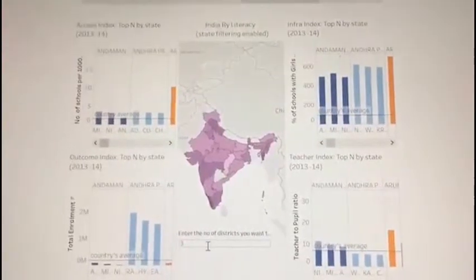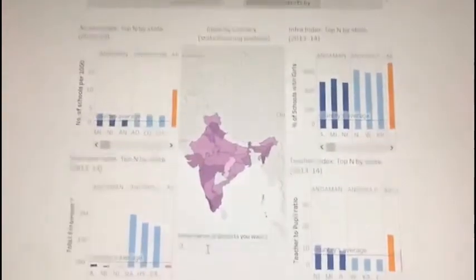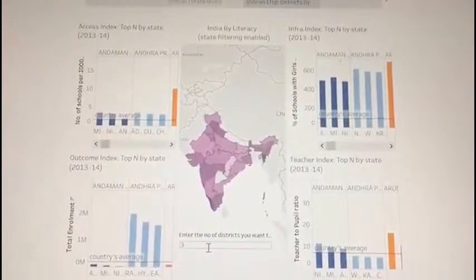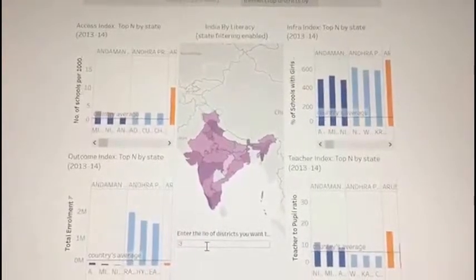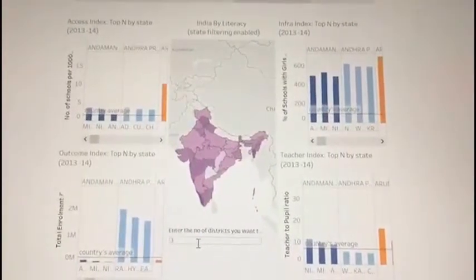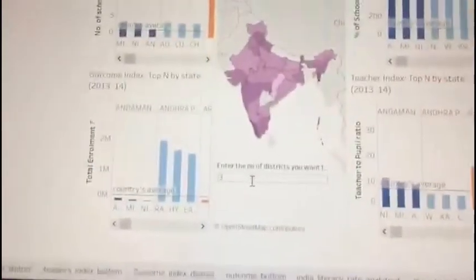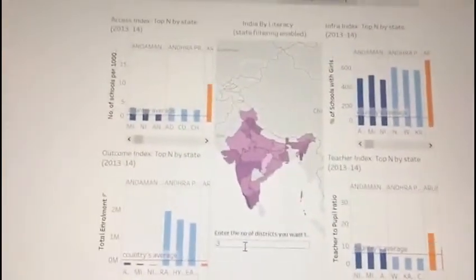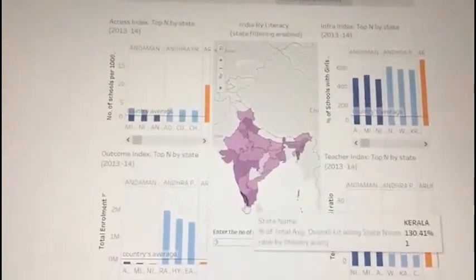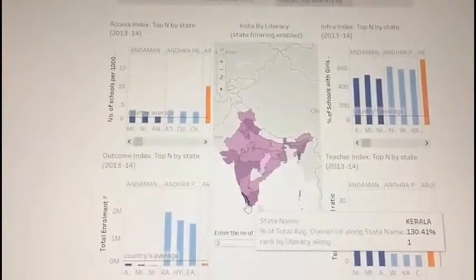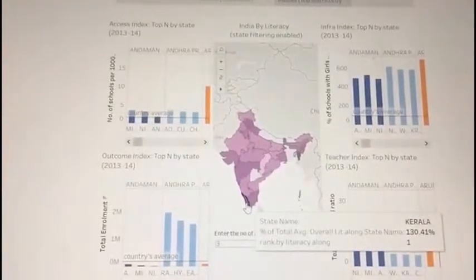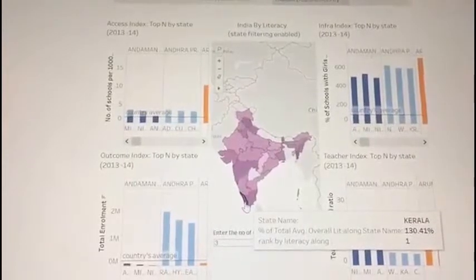Let's start the role play. Assuming that I'm representing the district education office, let's start. Okay, I got this. Let me see. Kerala has the highest literacy rate. Let me click and see which are the top 3 districts.